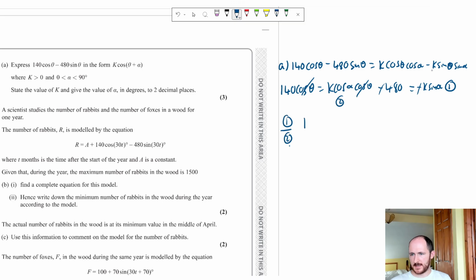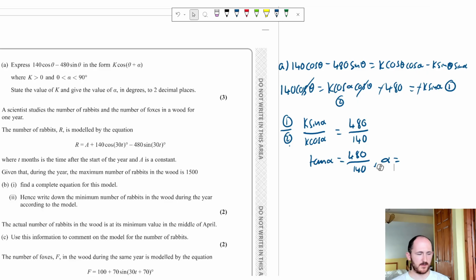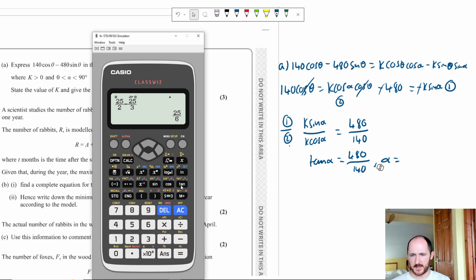If I do that, I get k sine alpha over k cos alpha equals 480 over 140. So that's just tan alpha. I'm going to leave it as that because I don't really care. And we can just work out what alpha is by doing the inverse tan. And this is in degrees, so let's leave it in degrees mode. So inverse tan 480 over 140 gives me 73.7 degrees.